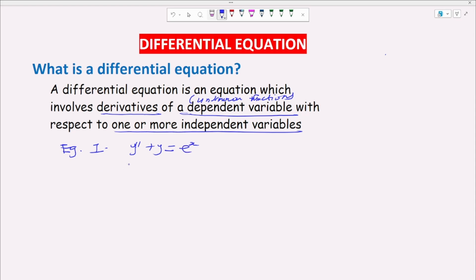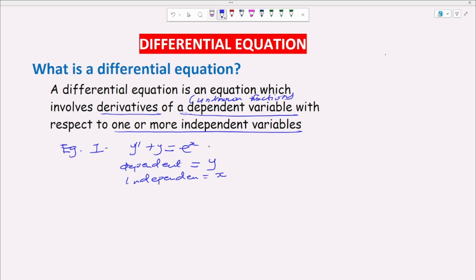Now looking at this one, what is our dependent variable? Because we want to see whether it's a differential equation. So our dependent variable is y, and our independent variable here is x in our case here. So y and then x.